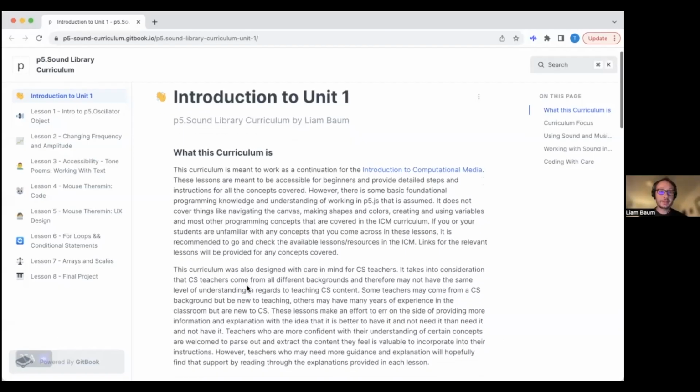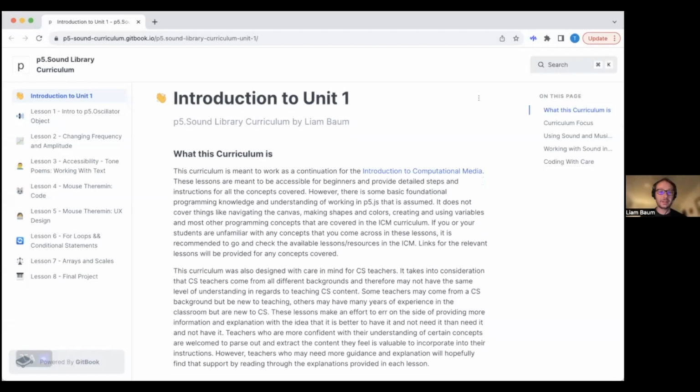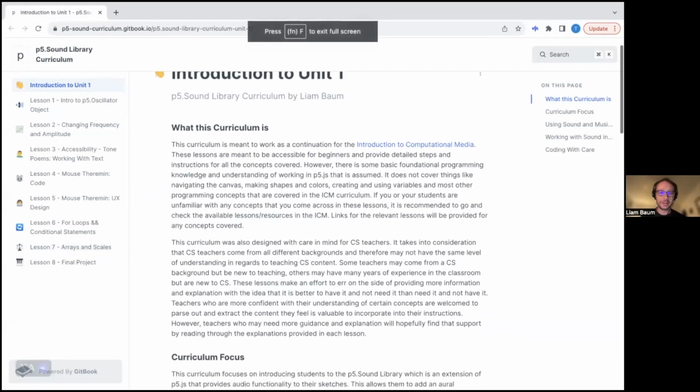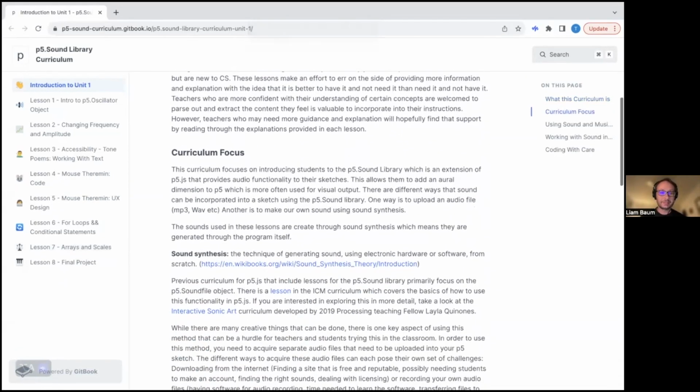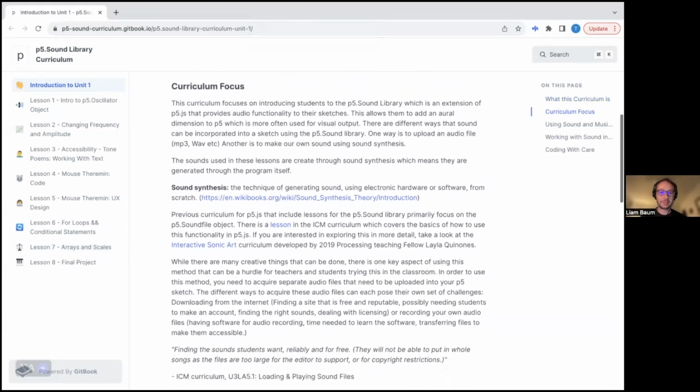Okay, so yeah, this is the introduction. I'm talking about what this curriculum is, which is basically everything I've said there, and scroll down to the focus, talking about sound synthesis. This is pretty much the culmination of everything that I've just said so far.